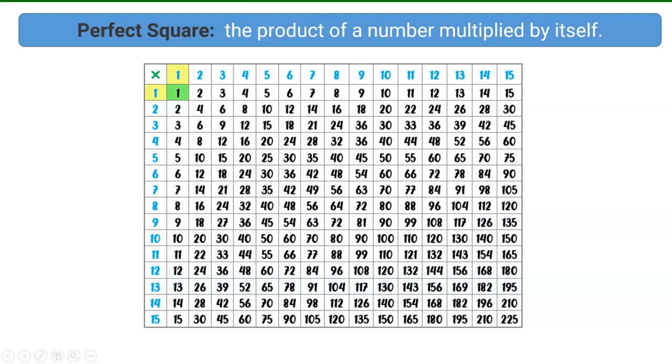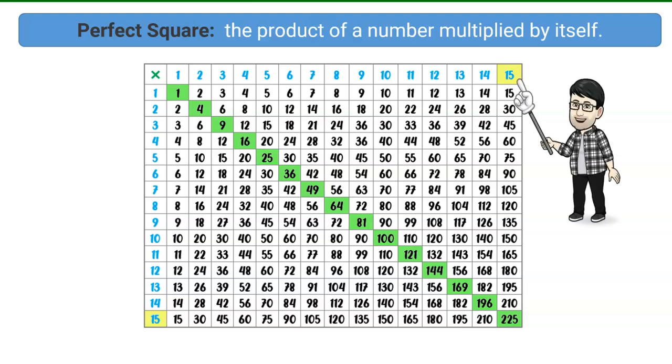When looking at a multiplication chart, our focus with square roots will not be the products along the green diagonal, but rather the factors highlighted in the top and left rows in yellow. So the square root of 225 is the number highlighted in yellow, 15.